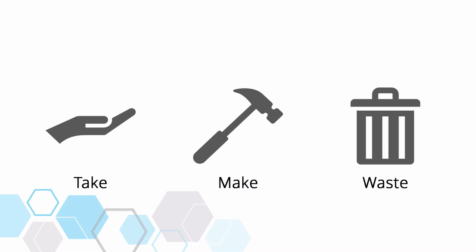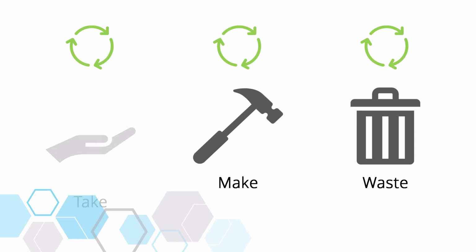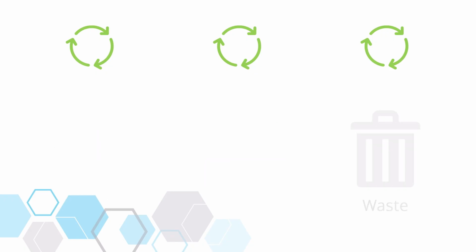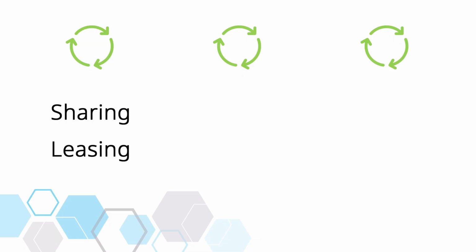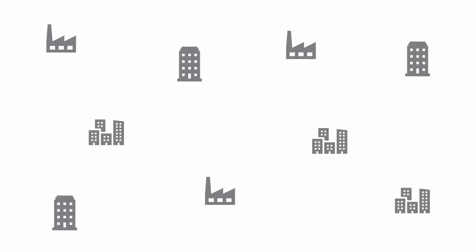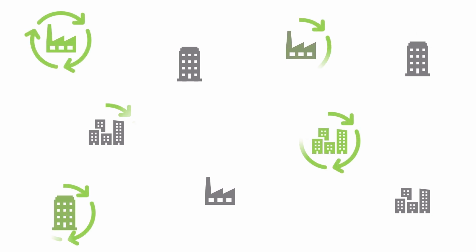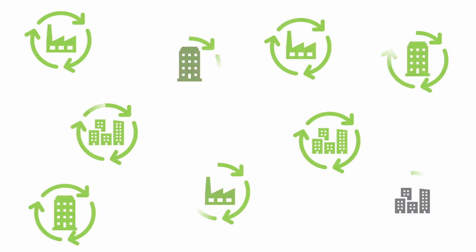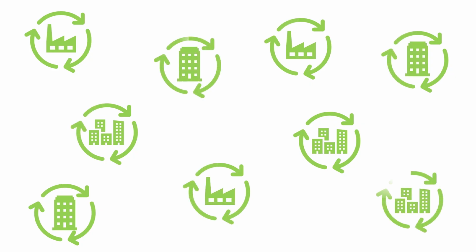But now, with a change in thinking, a circular economy aims to remove waste from the process. This can be done by keeping materials in use for as long as possible. We do this through sharing, leasing, reusing, repairing, refurbishing, and recycling. As the way we buy things keeps changing, it's moving in a positive direction. More companies are now adopting the idea of a circular economy, which includes a focus on reducing waste.